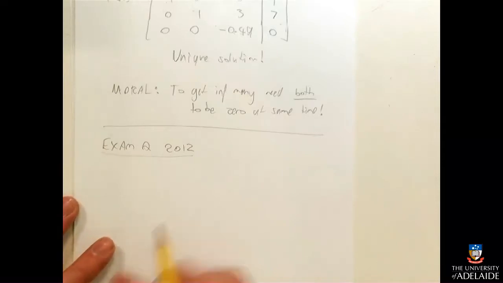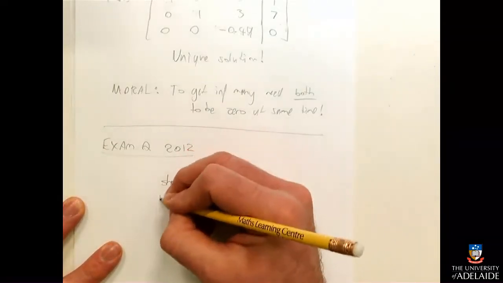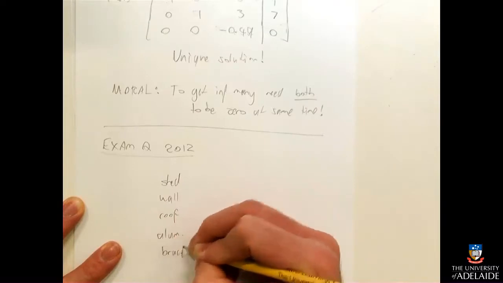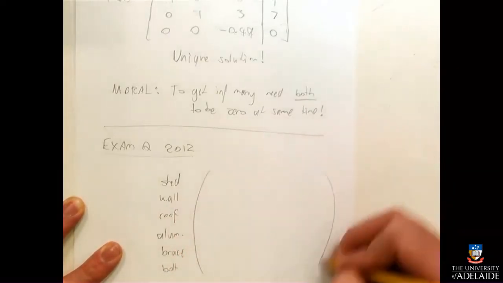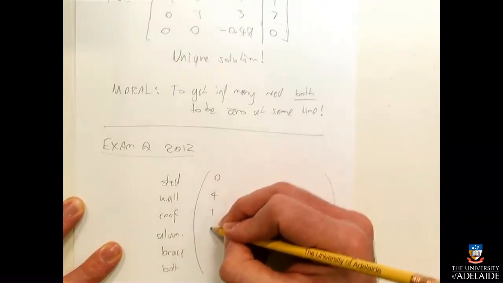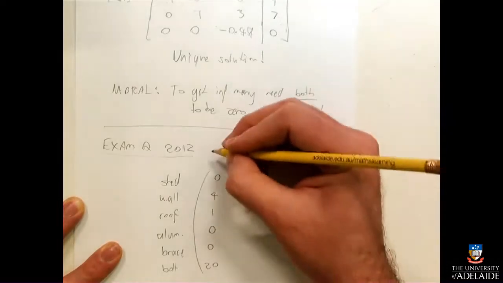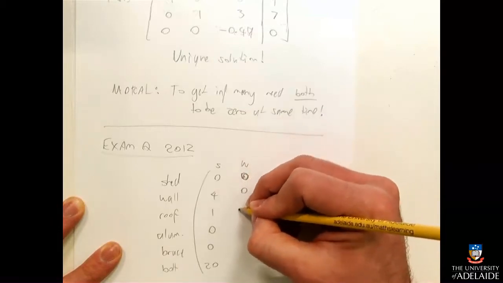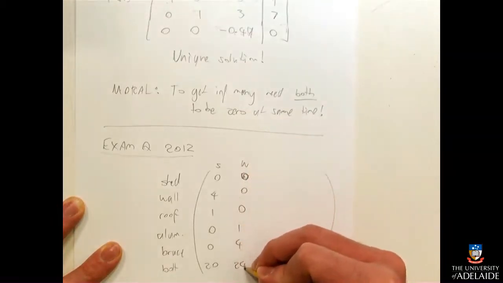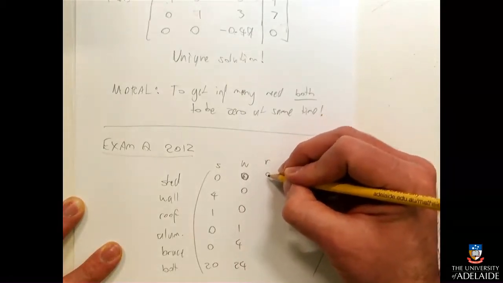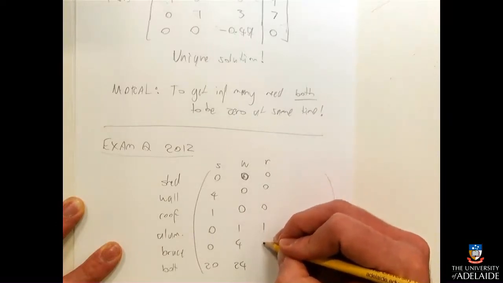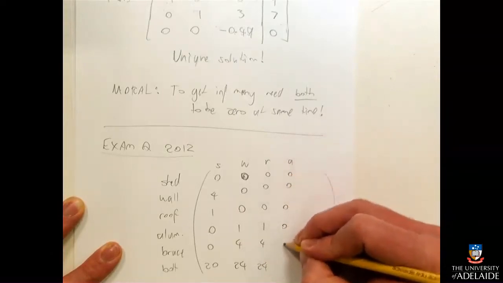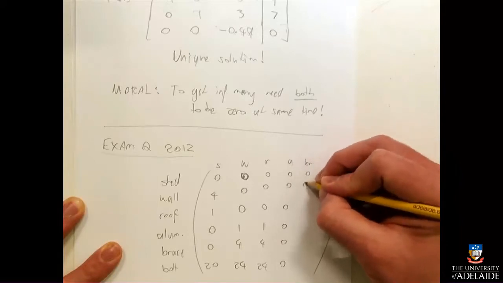Okay, so we have this matrix: shed, wall, roof, aluminium, brace, bolt. 0, 4, 1, 0, 0, 20, 4, 0, 0, 1, 4, 24, and then zeros for the rest.